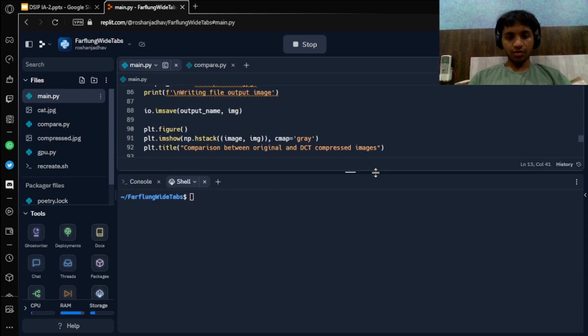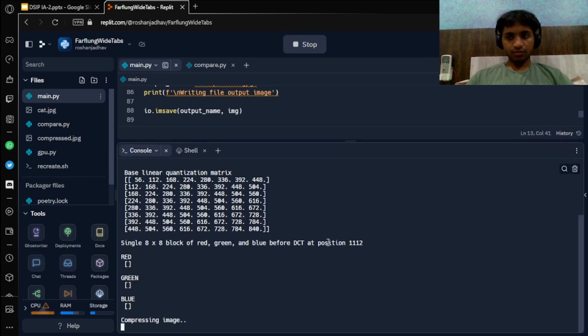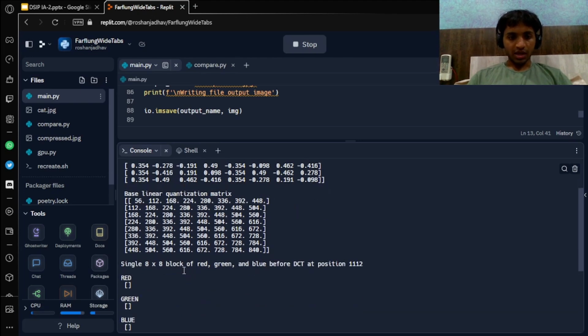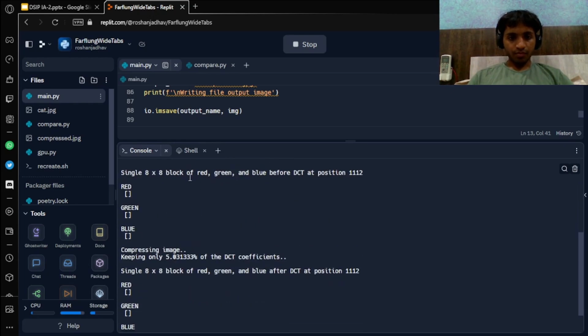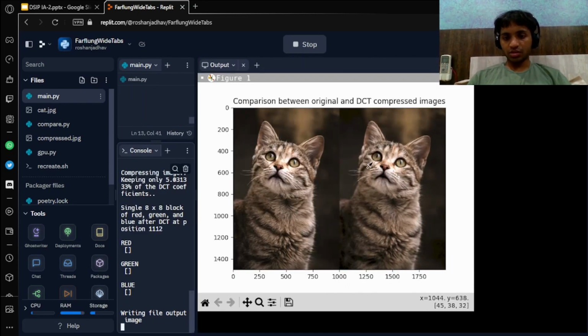So for the running of the code, let me start the code. Here the code is compressing this image, and it gives the base DCT matrix and the base linear quantization matrix for this, and then it does it for the 8 by 8 blocks for red, green, and blue, and it only keeps 5.031% of the DCT coefficients. And here are the results of the images using matplotlib.